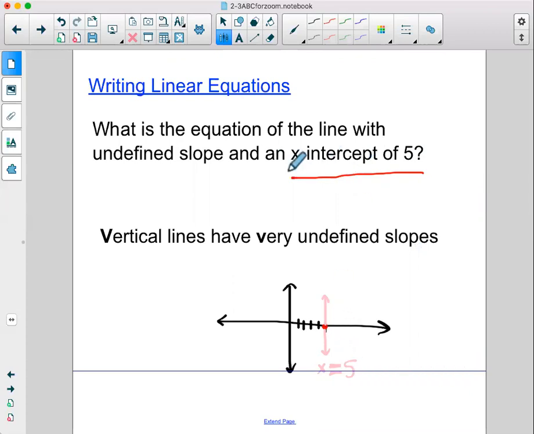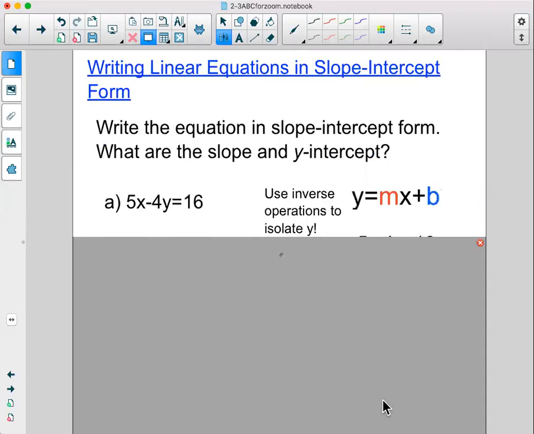So you could plot that x-intercept point here in red, and if it's vertical, then you could just draw a vertical line and see that no matter what y is, we're always going over 5, over 5, over 5. x is always 5. x equals 5.